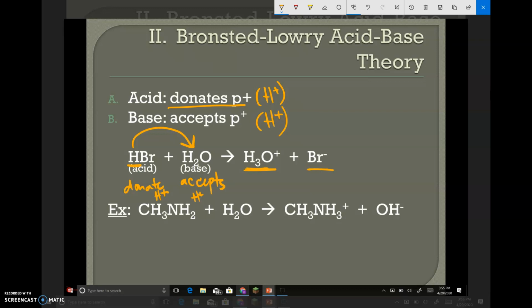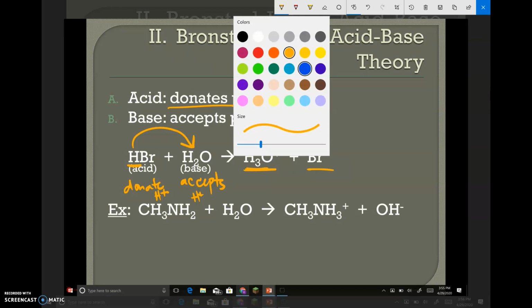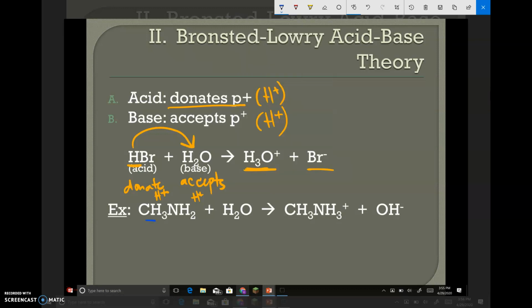Okay, let's look at this example down below, and notice that you can't really distinguish what's an acid and what's a base just on their formulas. So we have to look at the reactants and we have to look at the products. So let's look at this one. We have CH3NH2. The product that goes with this is CH3NH3. So what's the difference between the reactant and the product? Well, we've gained a hydrogen and a plus charge, so a hydronium ion. If we've gained this, it means we've accepted it. So if we accept a hydrogen, this means that this is a base.